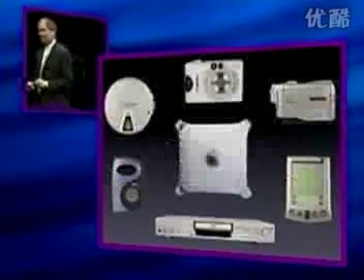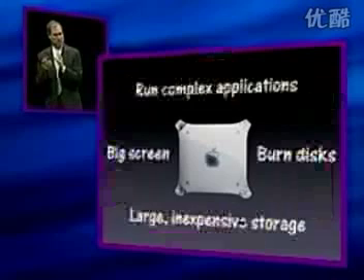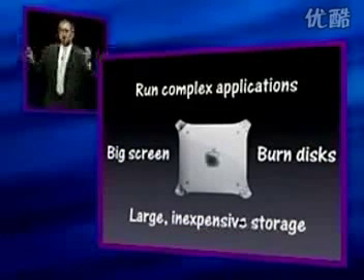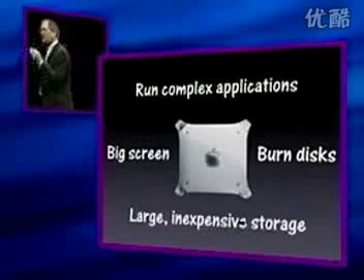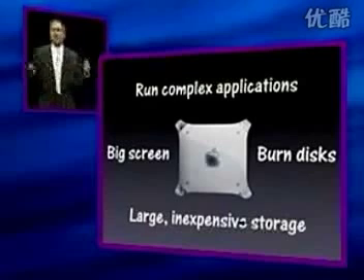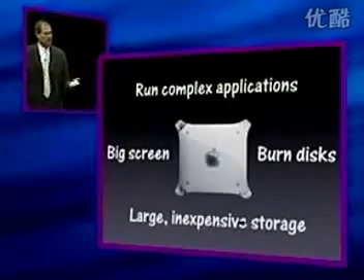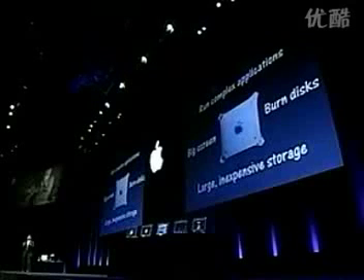Digital hub. So all these devices, we think the PC can stand in the center. Why is that? Because the Mac can run complex applications that these devices themselves cannot run. You cannot run an application like iMovie in a camcorder. Second, because personal computers have large screens and can make a much more powerful user interface and much easier to use. Three, because we can burn disks, we can burn CDs, and we can burn DVDs. And lastly, because we have large, inexpensive storage.